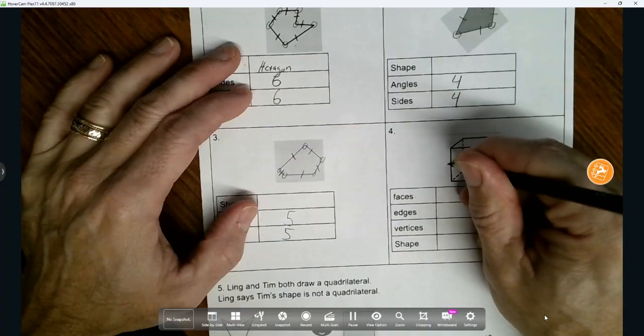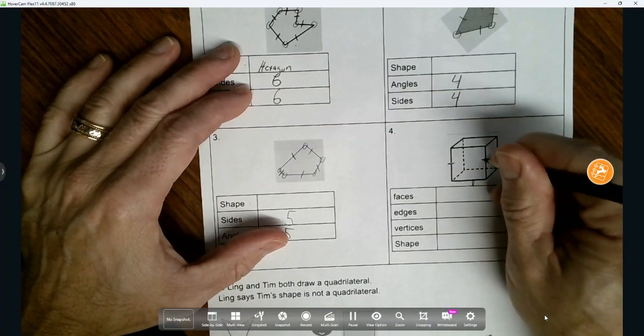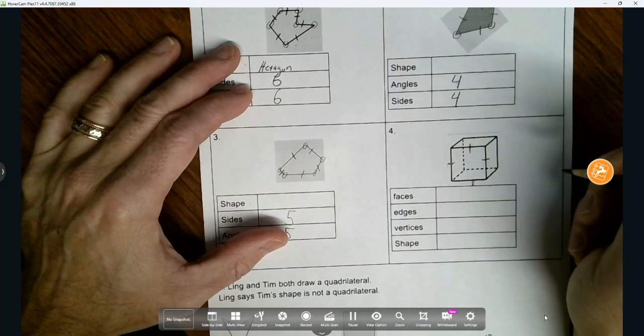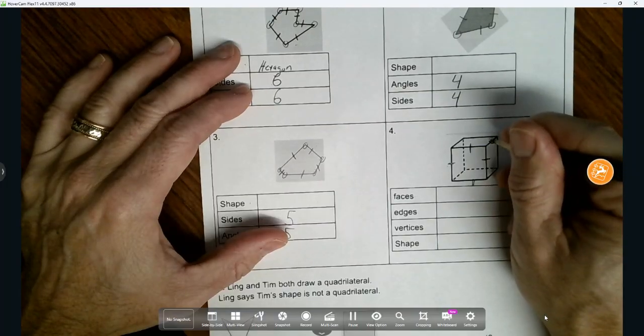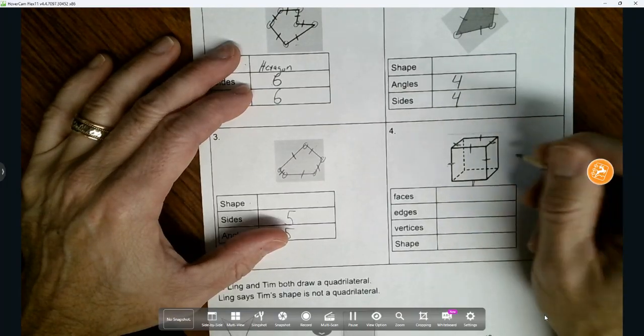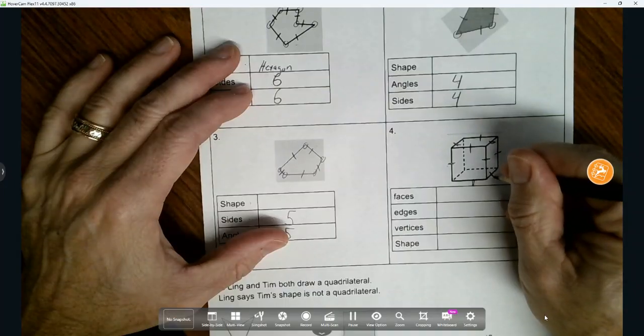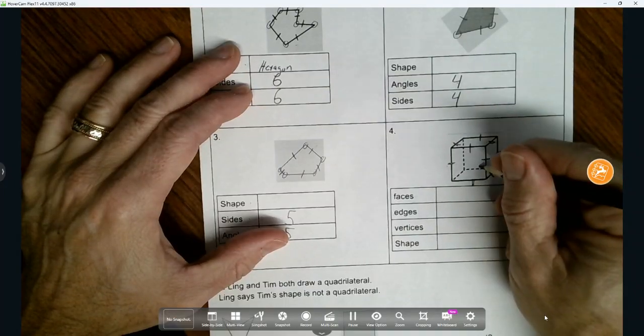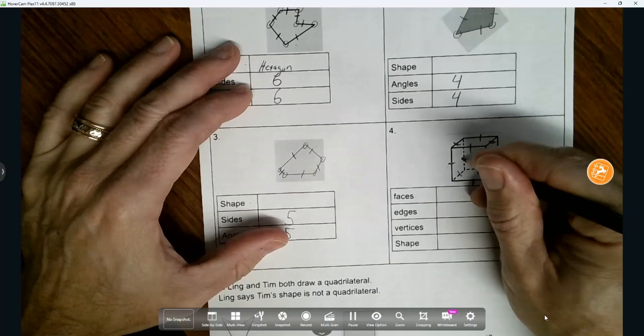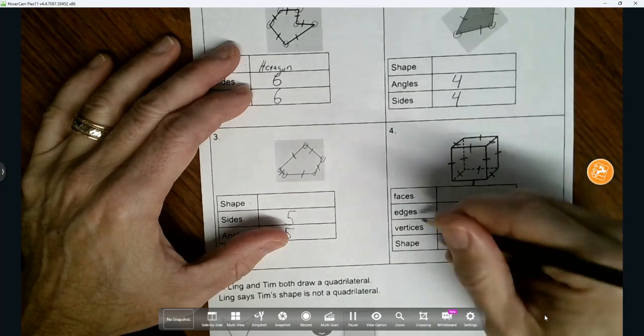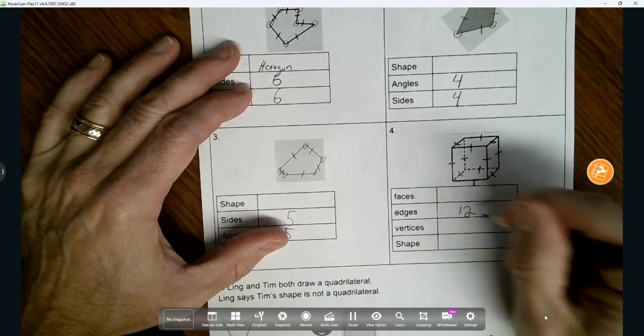So we got 1 there, 2 there, 3 there, 4 there. So we have 4 right there. Okay, keep going. 5, 6, 7, 8, 9. That's obviously 9, but look back here. 10, 11, 12. So edges, we have 12.